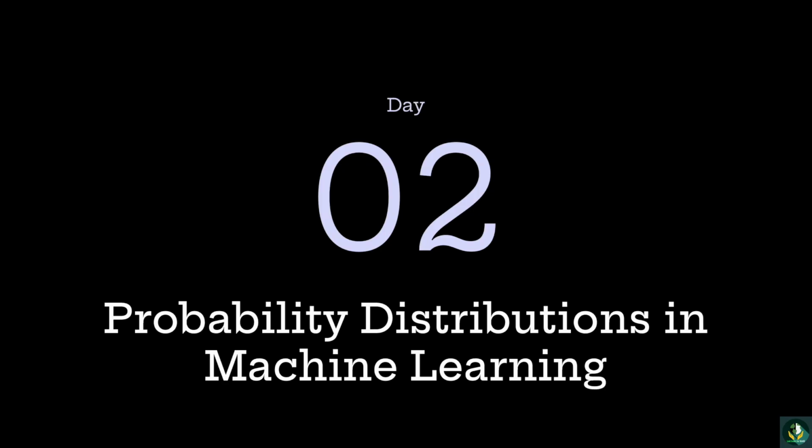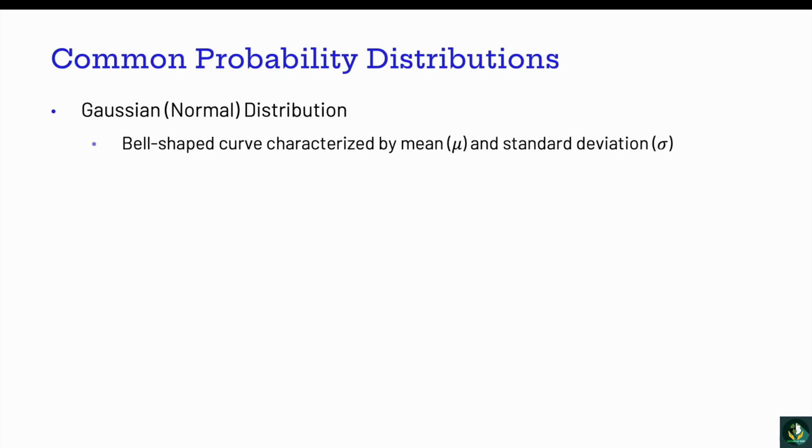Day 2, probability distributions in machine learning. Some of the things that we're going to cover today have already been covered in the previous videos, but this is more focused towards the distributions that we'll be using in machine learning. So we'll start with common probability distributions. We have Gaussian distribution or normal distribution. This is a bell-shaped curve characterized by mean, which is mu, and standard deviation, which is sigma.